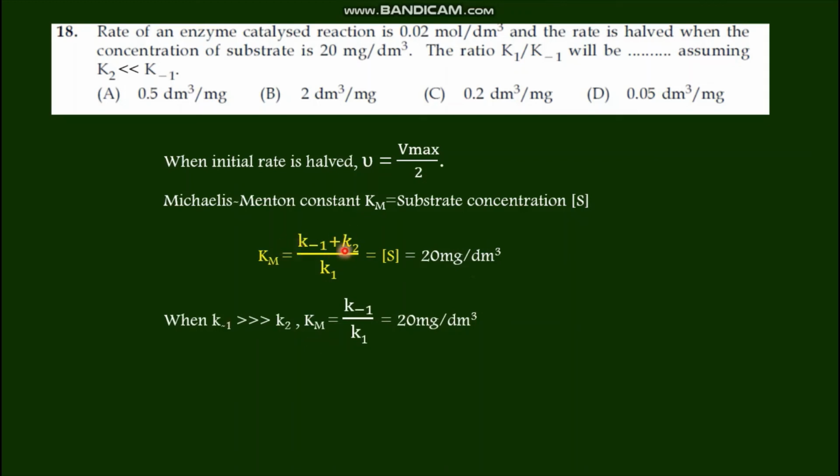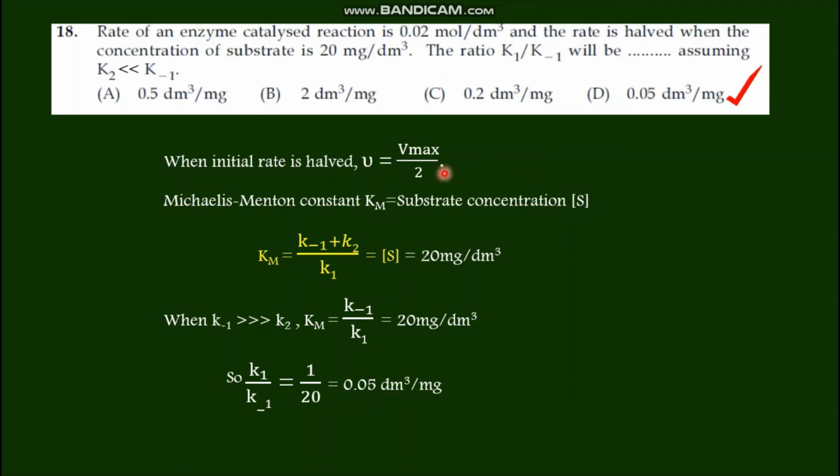So we can eliminate this K2, then we will get Km as K inverse 1 by K1, that is equal to 20 mg per dm cube. What we have to find is K1 by K inverse 1. Just reverse it, 1 by Km. Then K1 by K inverse 1 equal to 1 by 20, that is equal to 0.05 dm cube per mg. So option D is the correct answer.